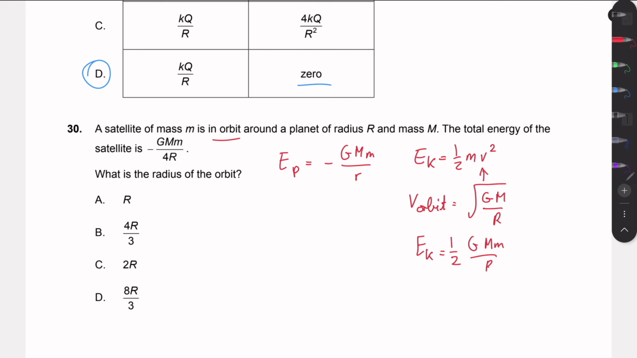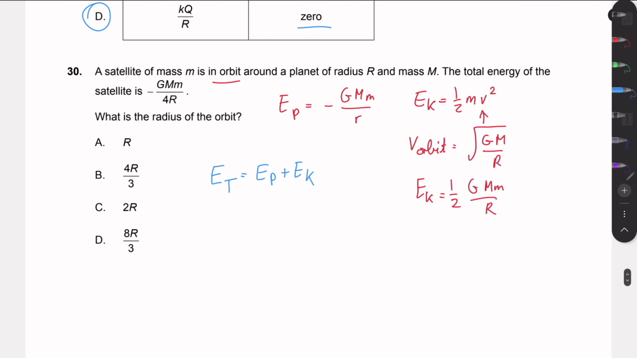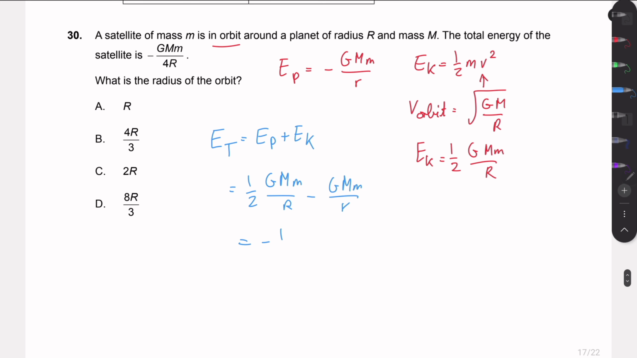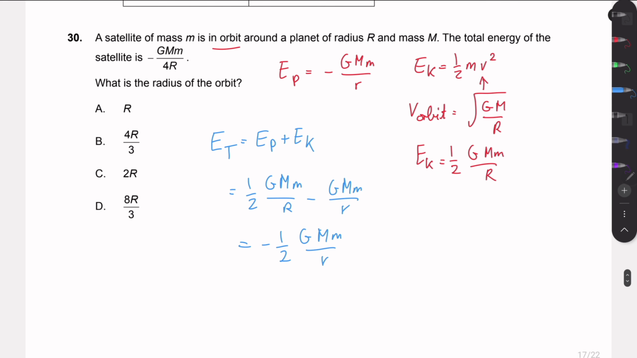GMm over r. And the total energy is just E potential plus E kinetic. But this is a negative, so we're going to need to subtract it. So this will be 1/2 GMm over r minus GMm over small r. And if we subtract these two, we will find that it's minus 1/2 GMm over r, but we already know that the total energy is this expression, so we can write this here.